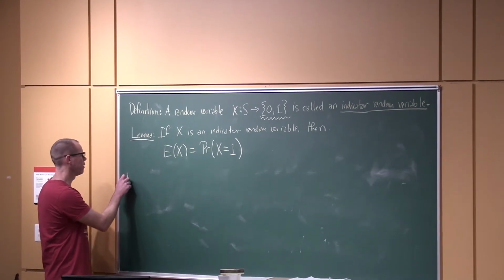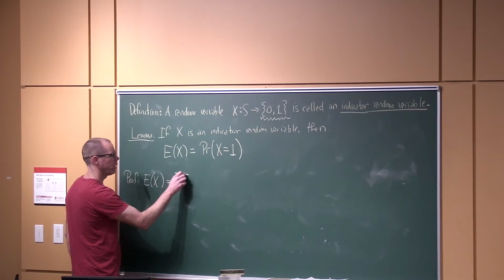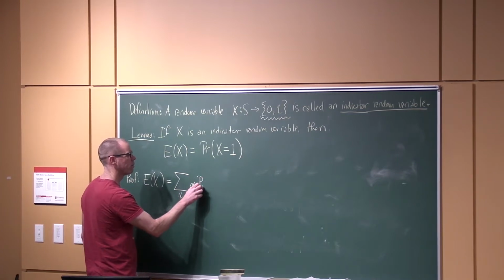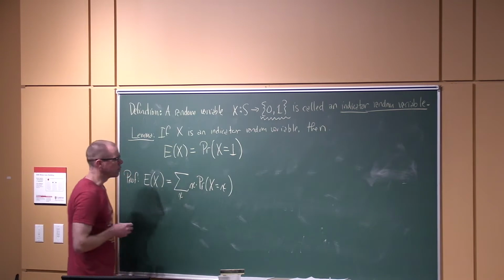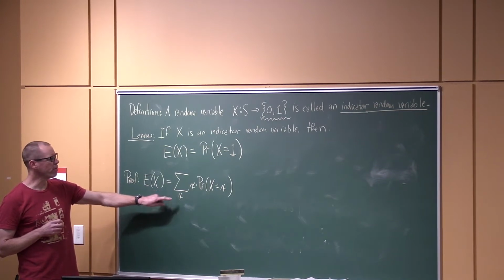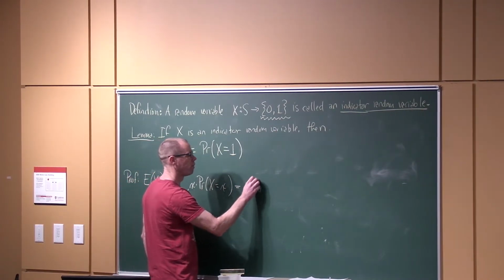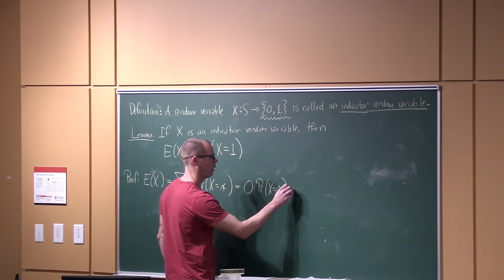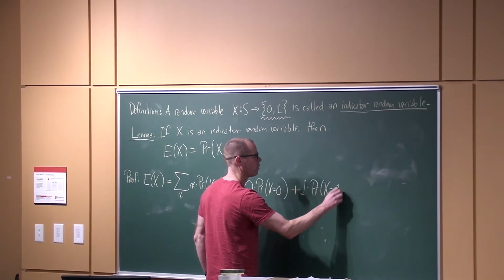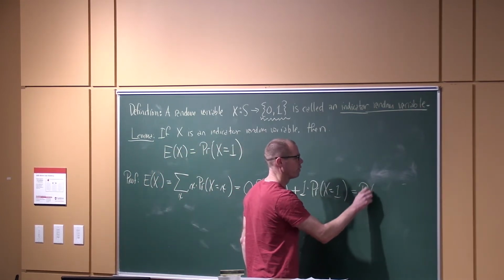And so why is that? Well, we've seen that the expected value of x is just the sum over all the values that x can take on, little x, of little x times the probability that x equals little x. But in the case of indicator random variables, this sum is really simple, right? There's only two different values that x can take on. So we get one term which is 0 times the probability that x equals 0, and another term which is 1 times the probability that x equals 1. Well, this is 0, and this is 1 times something, so this is just the probability that x equals 1.